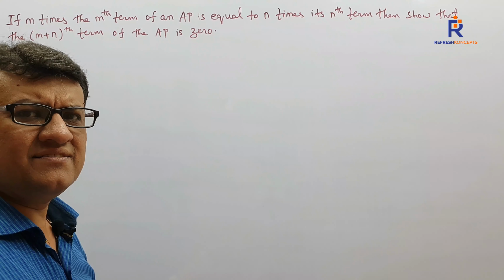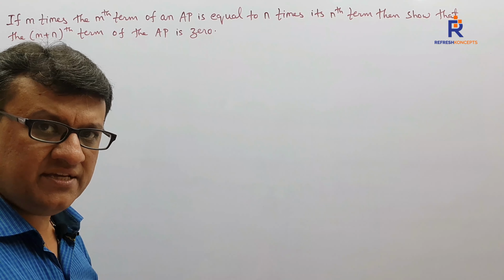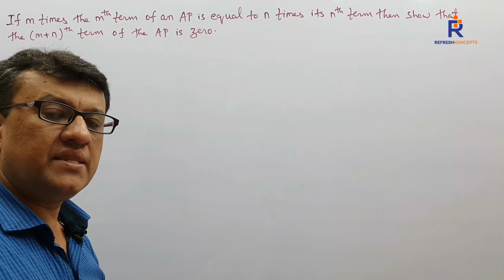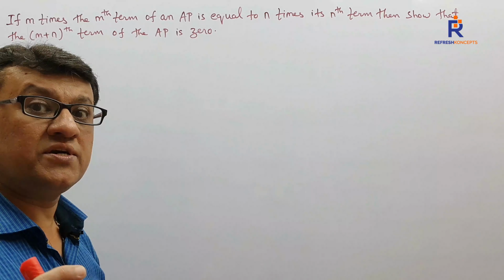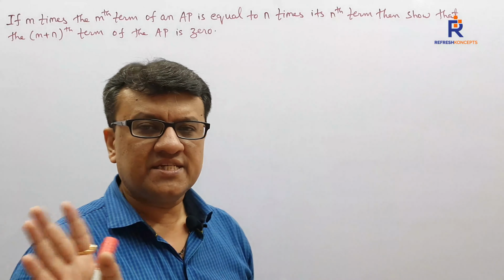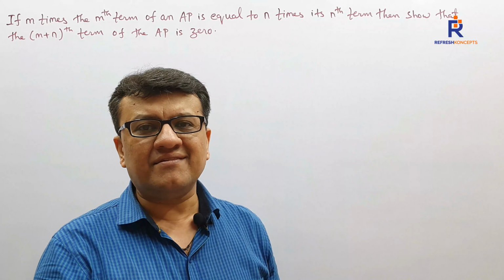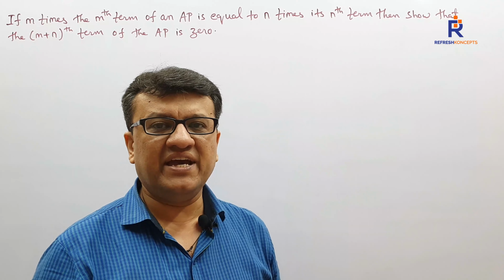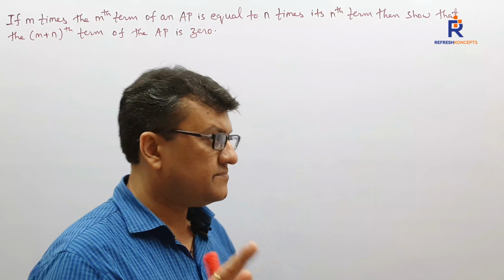So what is Tn? A plus n minus 1 d. Then what is Tm? A plus m minus 1 d. That is what the mth term is. So those who feel, oh, what is the mth term? Just as we have the nth term, which is Tn, likewise we have the mth term, Tm.